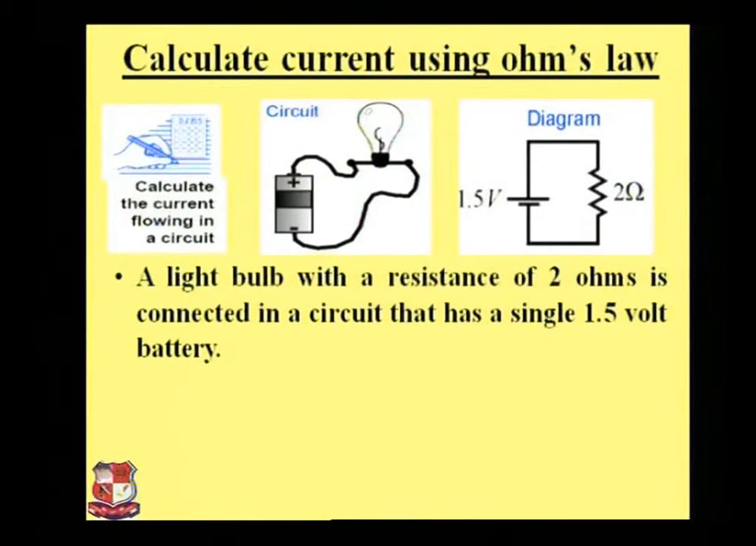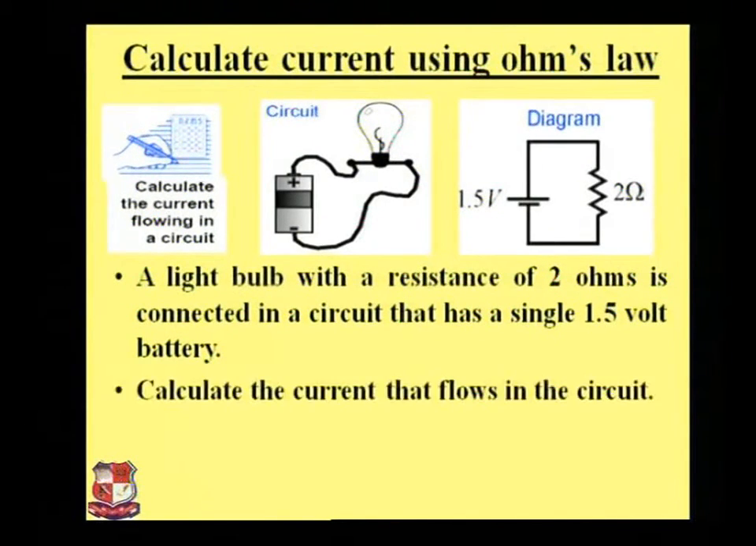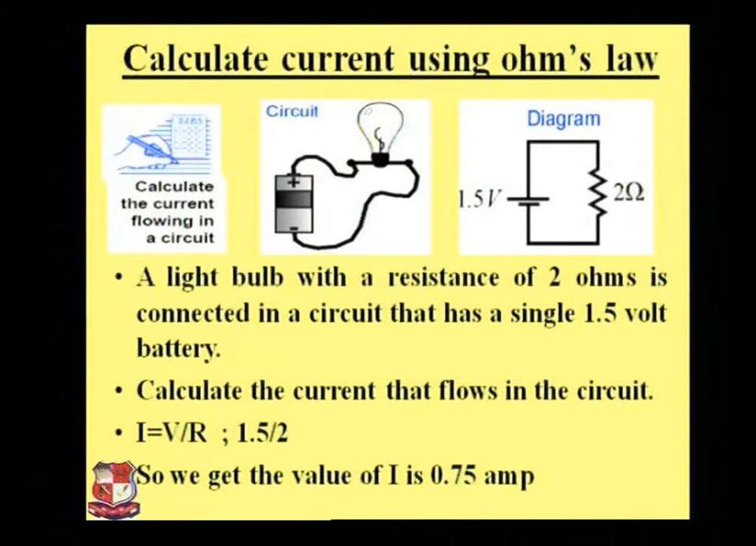So here two values are known to us, that is R, a 2 ohm, and the voltage V, 1.5 volt. Our task is to find the current flowing through that bulb. According to the previous table, two values are known, V and R. So the third term, I, can be found from the equation I equals V by R. V is 1.5 volt and R is 2 ohm. Taking the ratio of 1.5 to 2 ohm, we get 0.75 ampere.